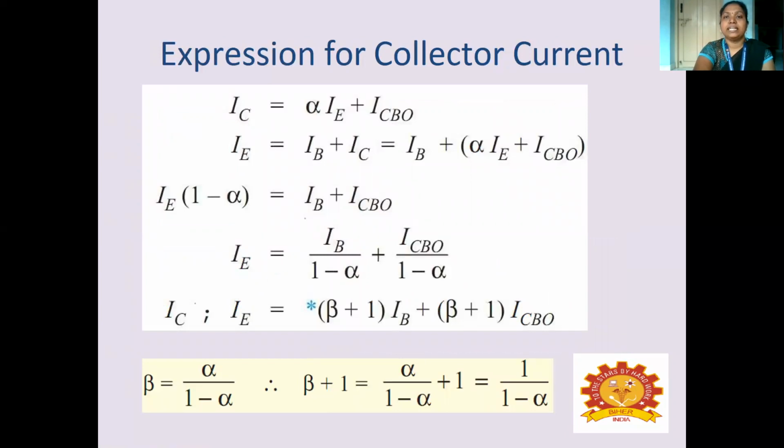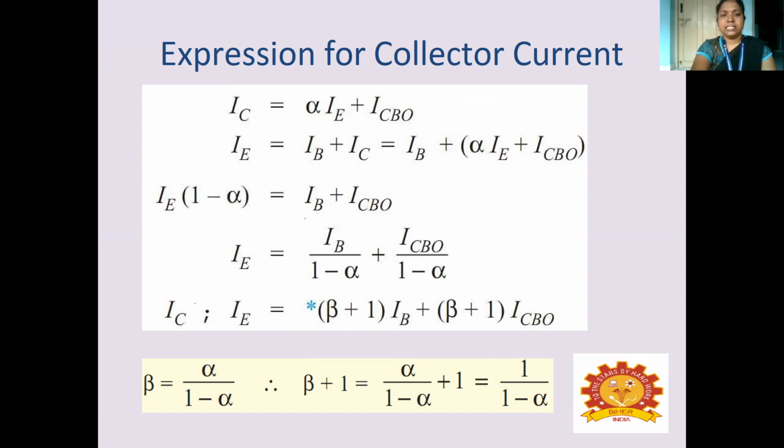Now I'm going to derive the collector current. IC is equal to alpha IE plus ICBO, where ICBO is the reverse leakage current, and IE is equal to IB plus IC. Substituting for IE, IE is equal to IB plus alpha IE plus ICBO. Taking alpha to the left-hand side, IE into 1 minus alpha is equal to IB plus ICBO. Dividing by 1 minus alpha, IE is equal to IB divided by 1 minus alpha plus ICBO divided by 1 minus alpha.